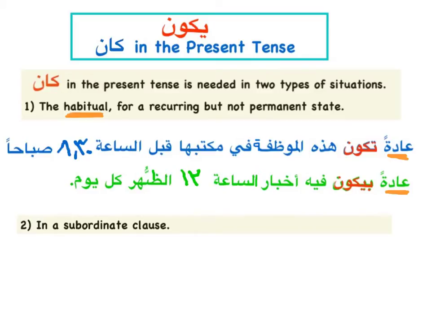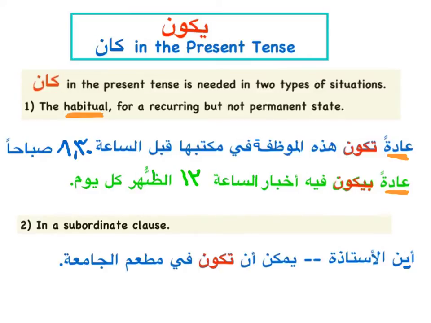The second use is in a subordinate clause, like here we have تكون in the subordinate clause أن تكون. So أين الأستاذة؟ يمكن أن تكون في مطعم الجامعة. She could be at the university restaurant. Here, yes, يمكن أن تكون is the subordinate clause that تكون is used in. So this is not complex. I know I'm making it look difficult.